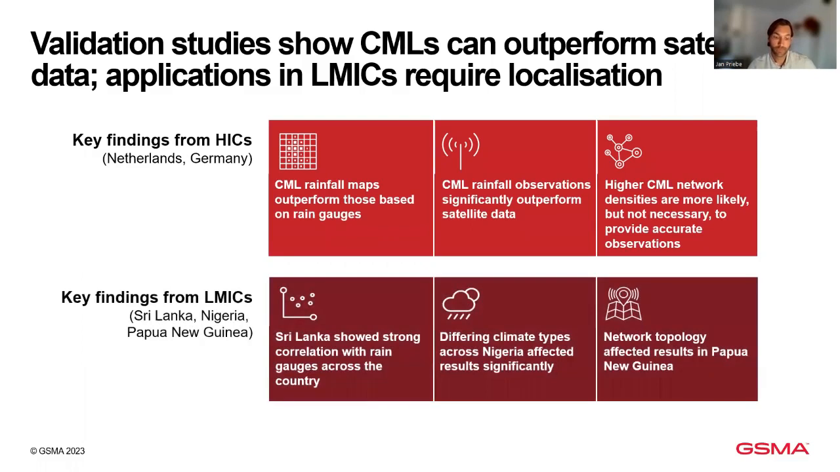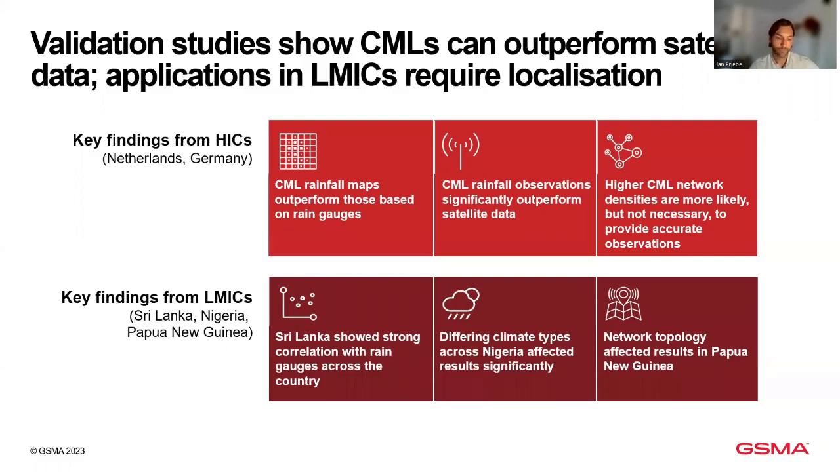Studies in low and middle income countries are hampered by the limitations in ground level data, exactly those limitations that the CML approach is trying to address. However, the results of GSMA supported studies, which used weather station data as a reference, yielded some very valuable insights. One is that across the 3 countries, results varied quite significantly. Sri Lanka showed a high correlation of CML to weather station data, which indicates a high level of accuracy.